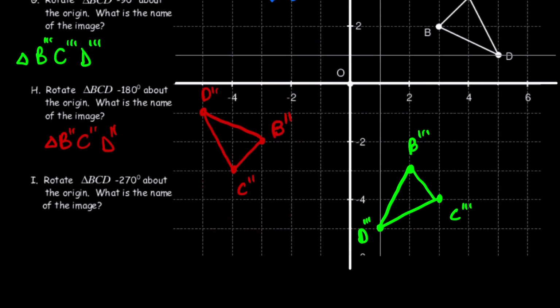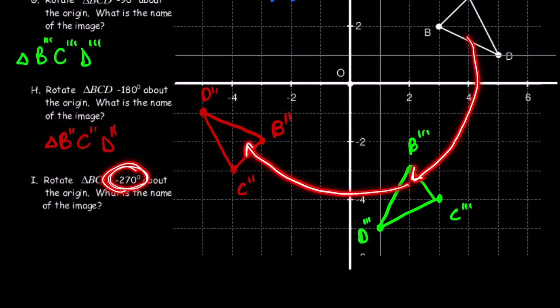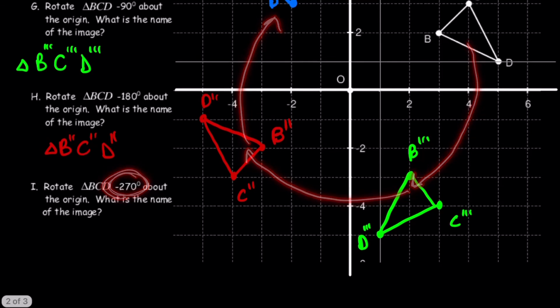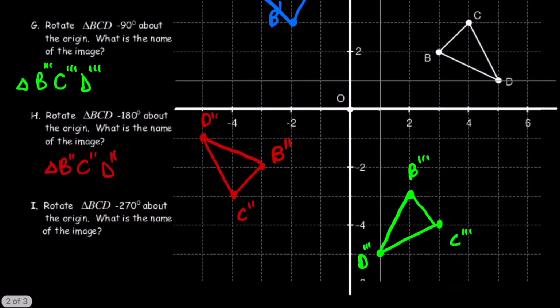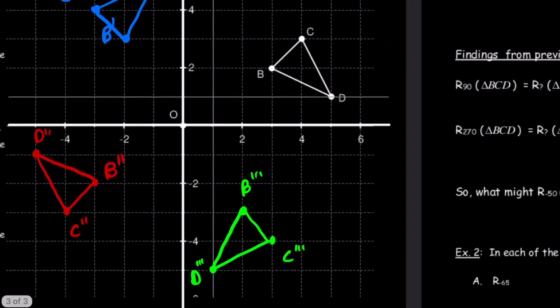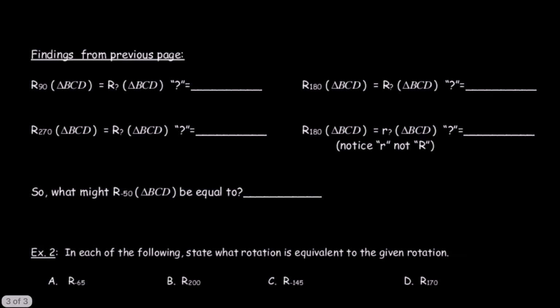So now I'm going to take triangle BCD, which is my original one, rotate negative 270. So here we go. Negative 90, negative 180, negative 270. That ends up being this one right here, which is the single prime. Triangle B prime, C prime, D prime. All right, let's try another one. I know that's a little bit confusing, but again, we're going to spend a few days on this, so hopefully it sinks in.